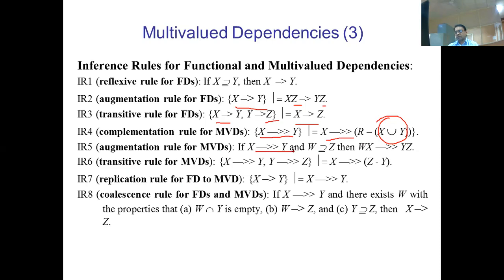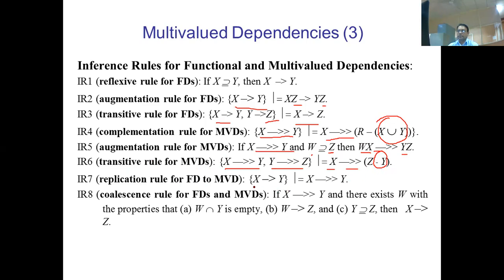Augmentation rule: if X multi-determines Y and Z is a subset of W, then we can write WX multi-determines YZ. We are adding the W attribute to the left-hand side and the Z attribute to the right-hand side. Transitive rule of multivariate dependency: we have X multi-determines Y and Y multi-determines Z, then we can write it as X multi-determines Z minus Y.